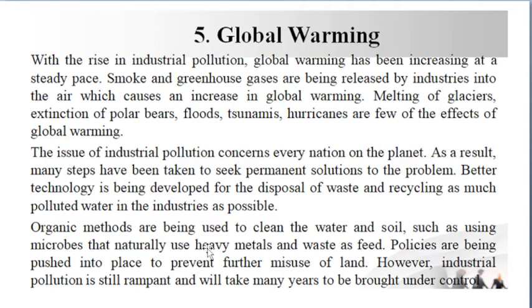in the operational process of our industries. Then organic methods are being used to clean the water and soil, such as using microbes. By using microbes, wastewater and waste soil can be treated. So these are some points about industrial pollution, its causes, sources, and its impact on the ecosystem.